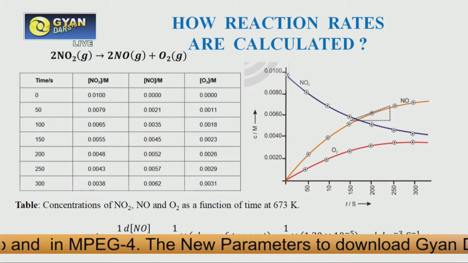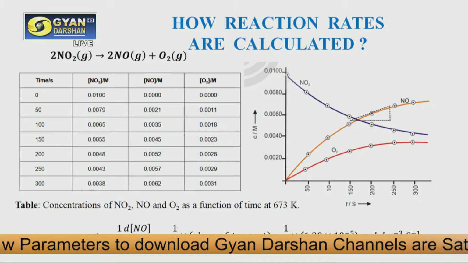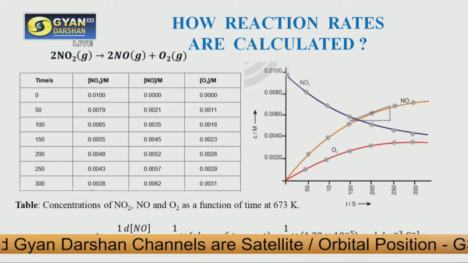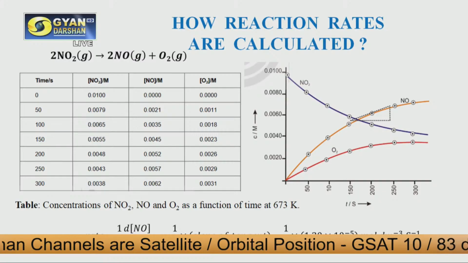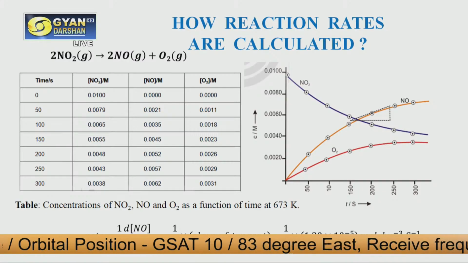Again, how are reaction rates calculated? How can we calculate the reaction rate? Suppose nitrogen dioxide will give nitrous oxide and oxygen.